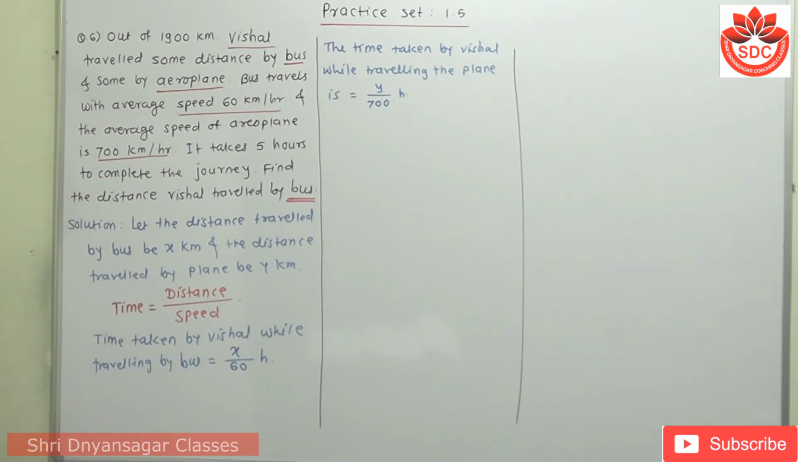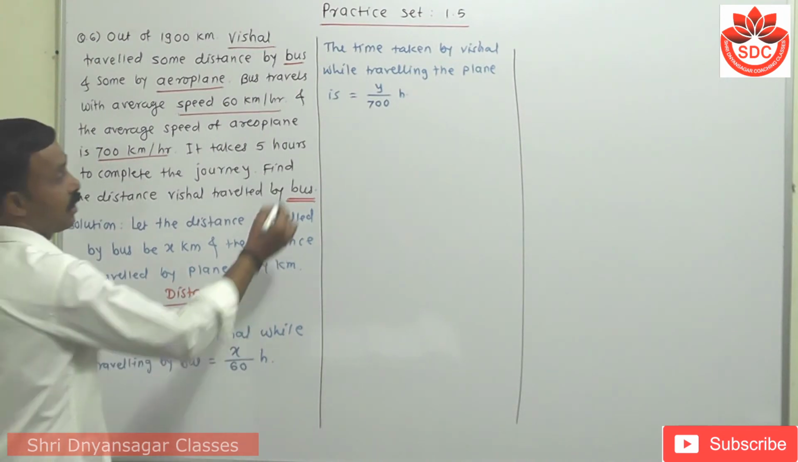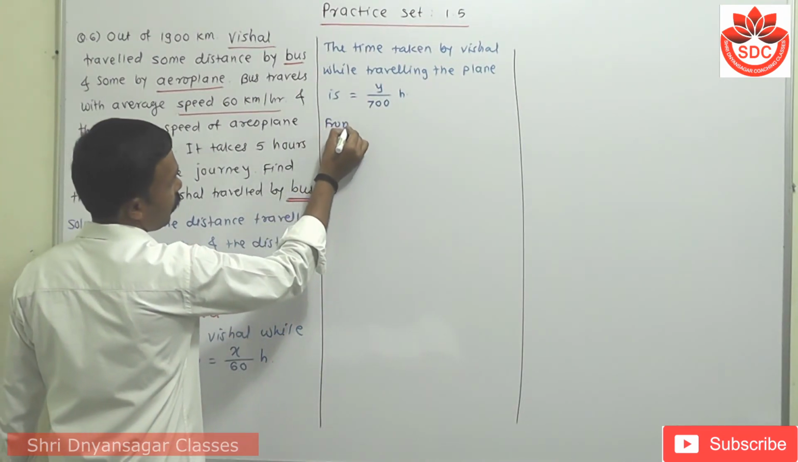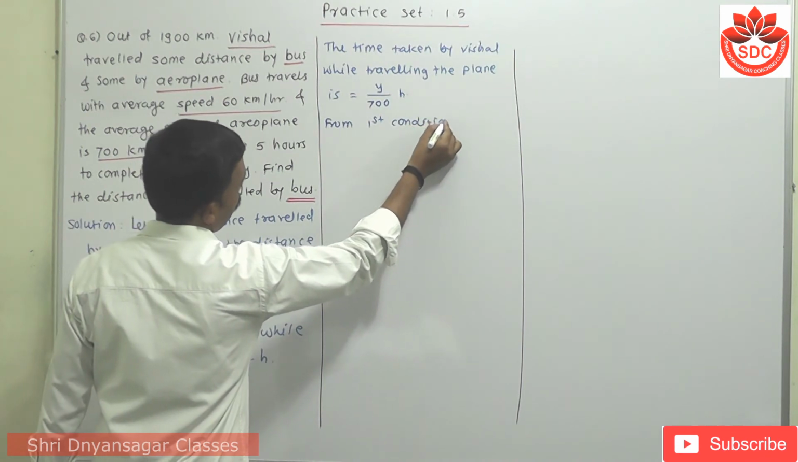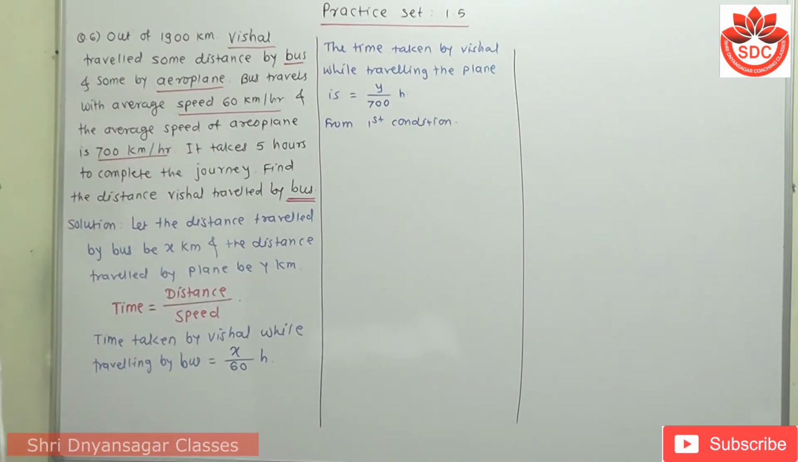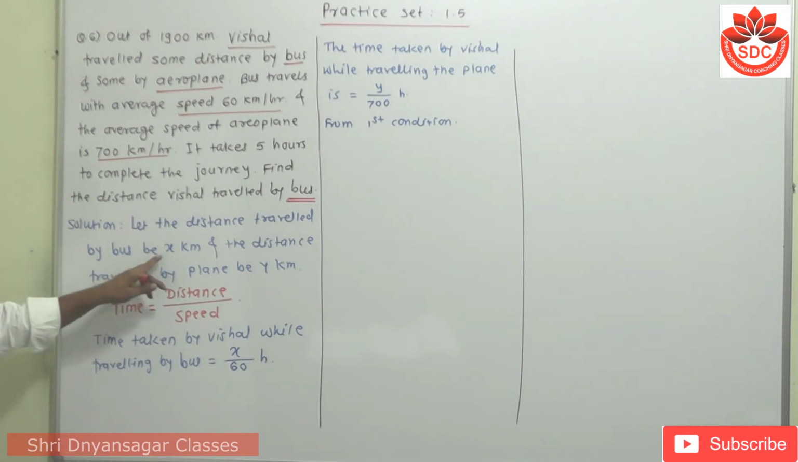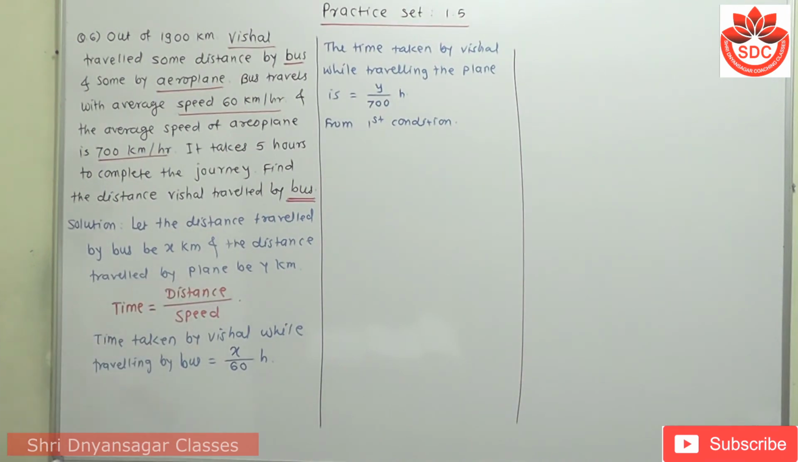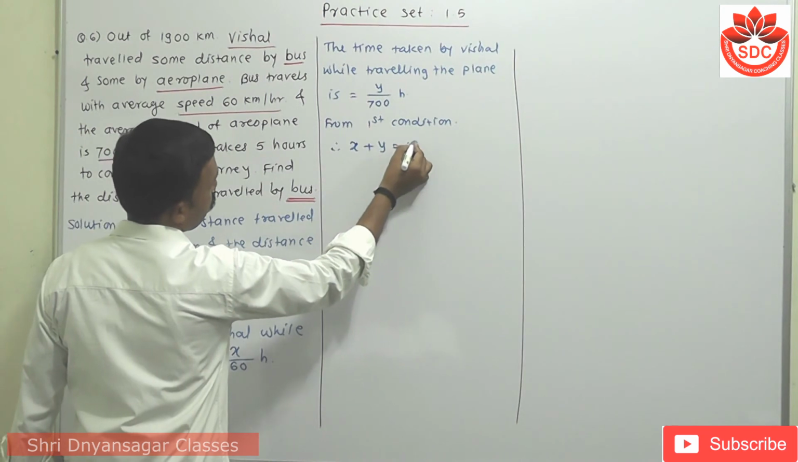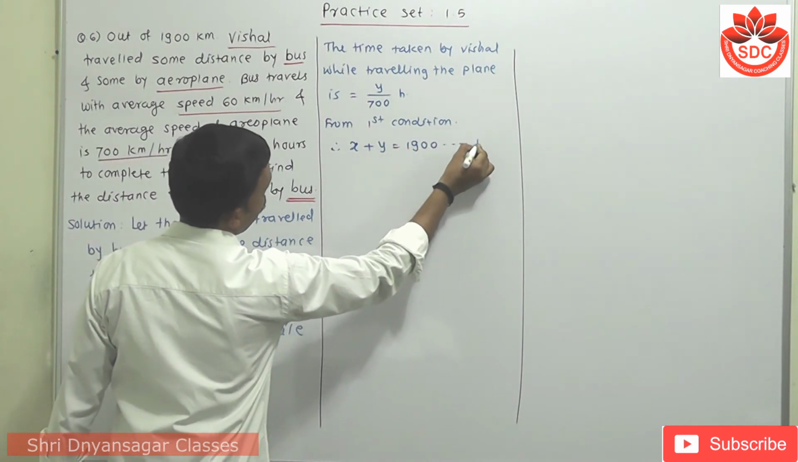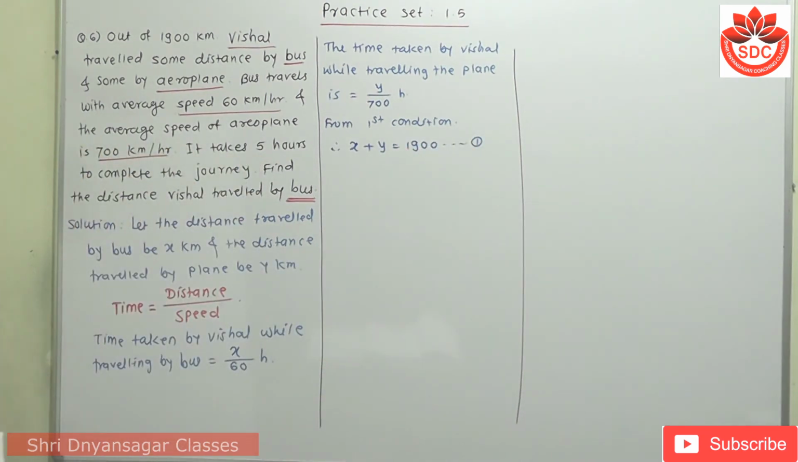Now students, by using the given conditions, first I will write from the first condition. The total journey is 1900 km, so this is the distance traveled by bus x and by plane y. So the first condition is that x plus y is equal to 1900. This is our equation number 1.